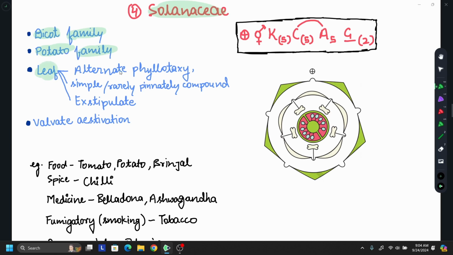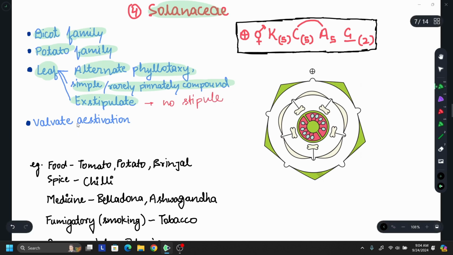The leaf here shows alternate phyllotaxy. So there is one leaf arising from one node only. They are simple and rarely pinnately compound leaves. And they are exstipulate. The term exstipulate means there is no stipule. Stipule is not present, so that's why we call this exstipulate. And valvate aestivation is seen in the flowers.